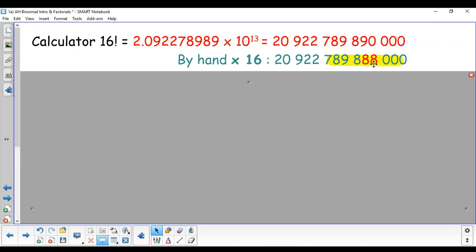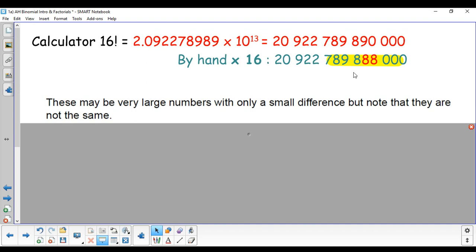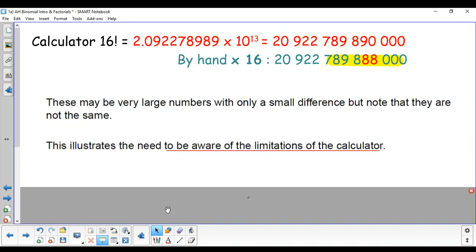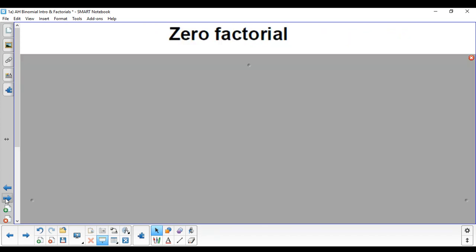Now, that's actually a difference of 2000s, which is a big difference, but you might not notice because it's a huge number. So these may be very large numbers with only a small difference, but they're not the same at all. And it's just to illustrate that if you do use the calculator, there are limitations on it. And we will be using techniques to try and eliminate that problem.